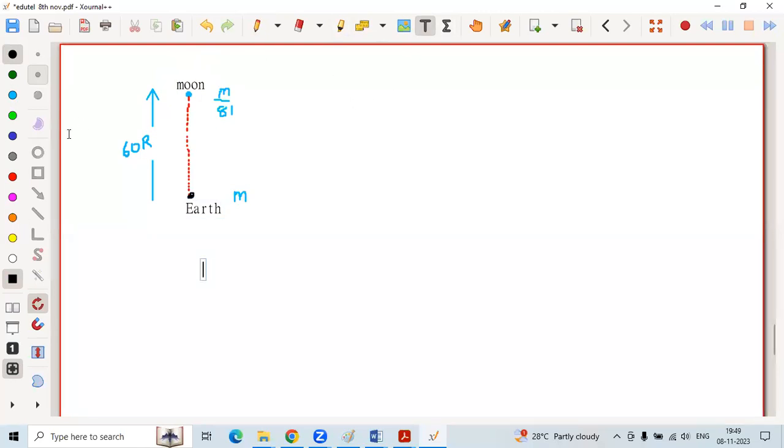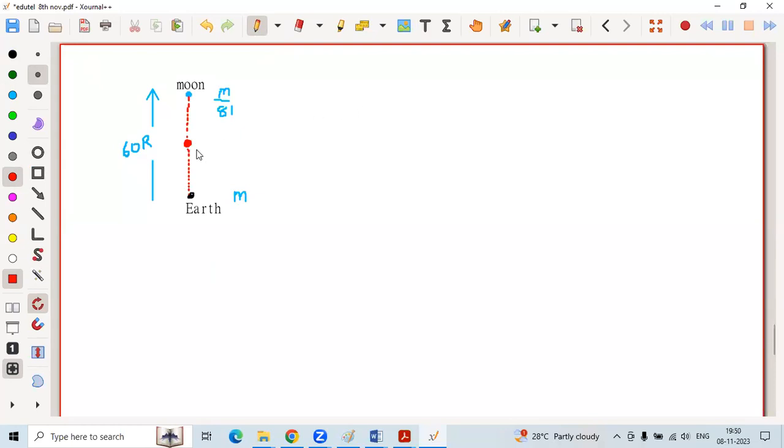Question is, where do we feel gravitational field intensity 0? I don't know the location. So let this be some random location. At this location, I feel gravitational field intensity 0. What is gravitational field intensity? Force acting on unit mass.